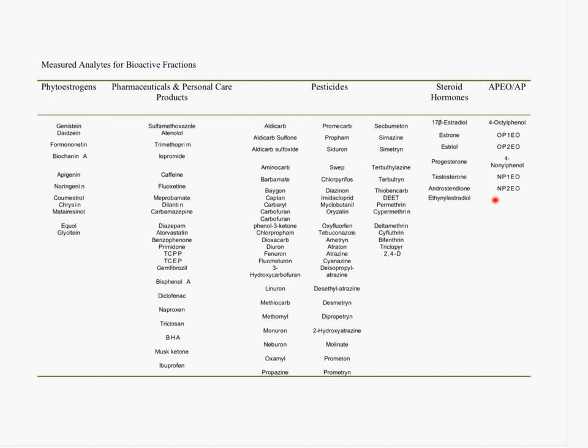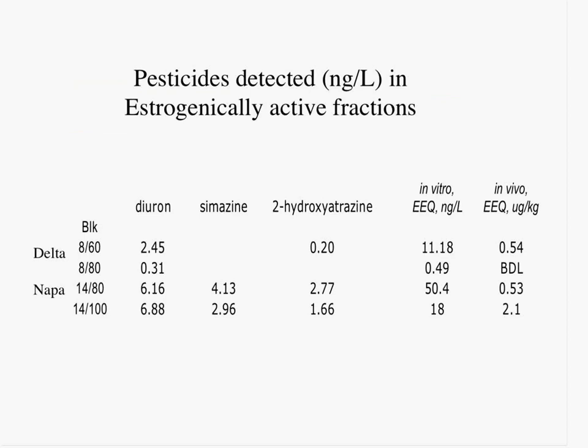The only thing that we ever saw in any of these active fractions were these compounds. So again, here's looking at the Delta fractions as well as our Napa River fractions. And what you can see is that in the Napa River fractions, we're seeing some diuron in basically all of them, and in them we also saw some of these triazine herbicide analytes. We also saw some alkylphenol and alkylphenol ethoxylates, which I'll show you here in a minute, that were also present in all 4 of these fractions too.